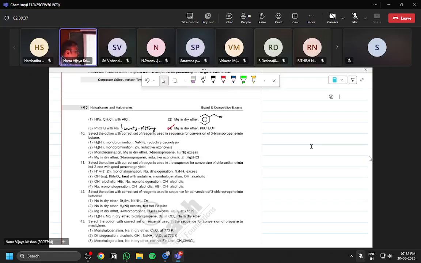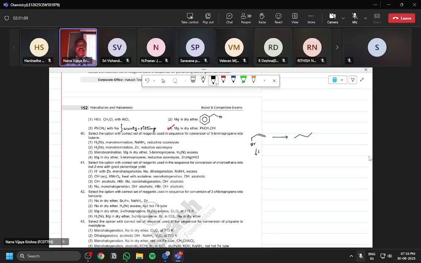Select the option with the correct set of reagents used in the sequence for conversion of 3-bromopropene into butane. So we need to convert 3-bromopropene into butane. To do that, which is suitable? First, what are you doing? Hydrogen in presence of nickel. What does hydrogen in presence of nickel do?